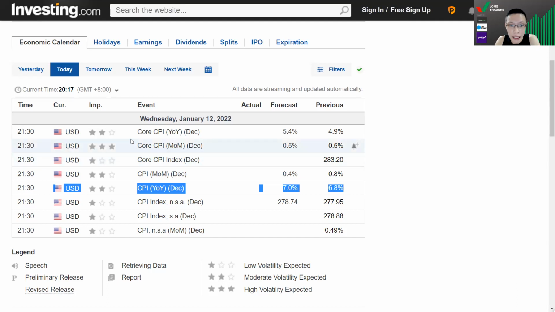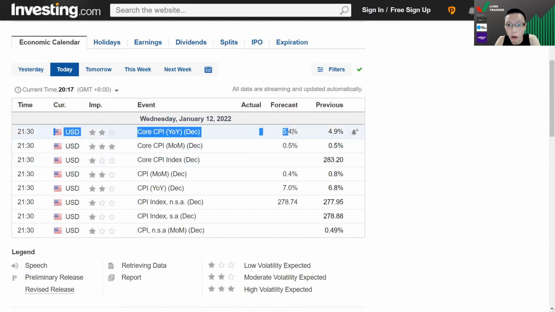If we look at the year-on-year data for core CPI, previous release was 4.9%, and right now it's 5.4%. It doesn't matter if it's core or headline at this moment, because the limelight now is whether it will actually breach the 40-year high level. So 4.9 to 5.4 is like half a percentage point higher.